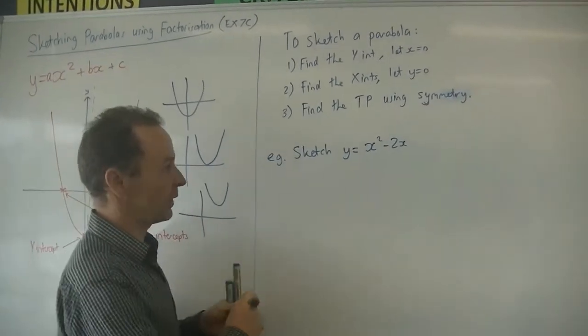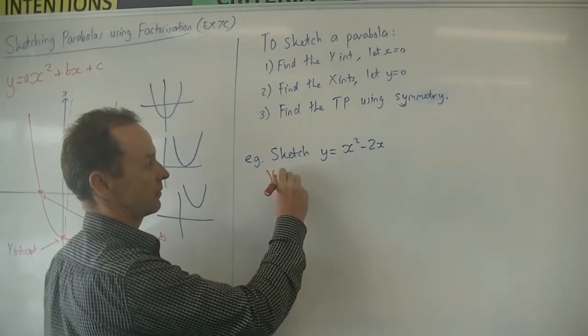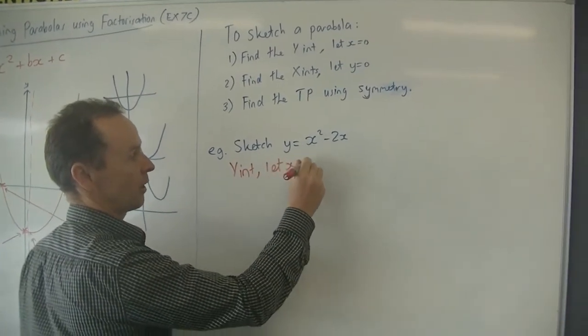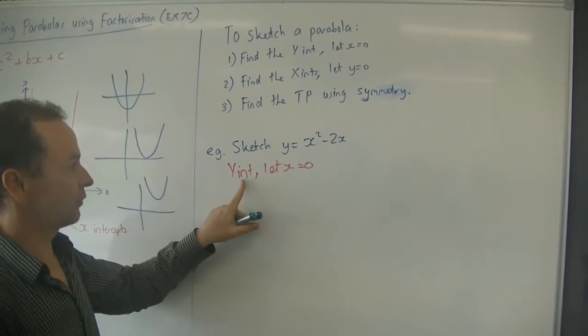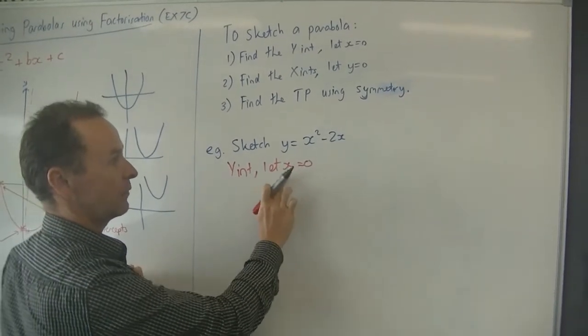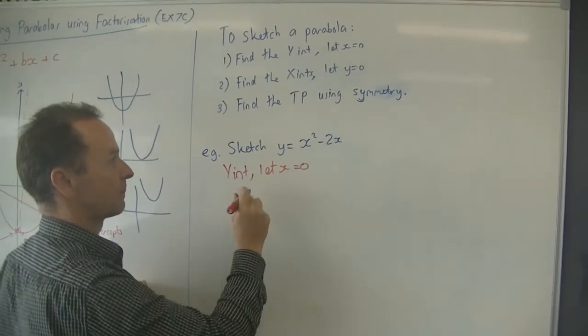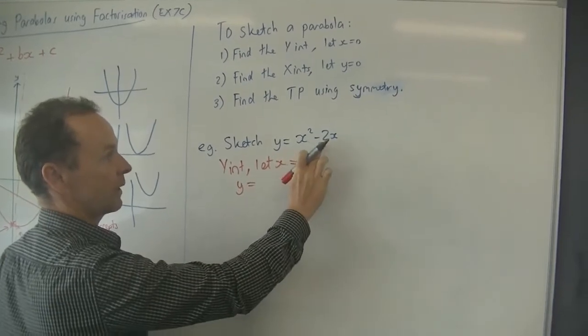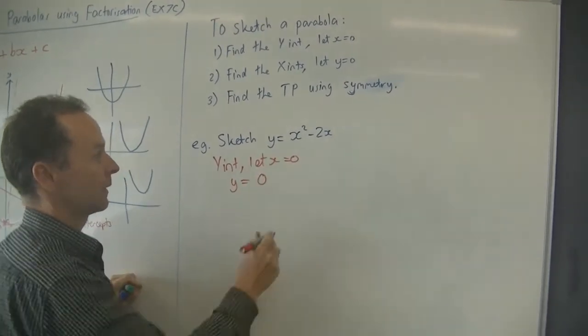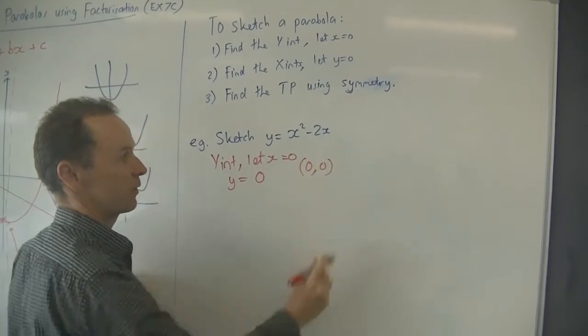Alright, so the first thing I always start with is the y-intercept. Let x equal 0. If you write it out like that, it shows the teacher what you're actually finding, and it gives you a hint of what to do. So we go y equals 0 squared minus 2 times 0, which is 0. So our y-intercept is (0, 0), the origin.